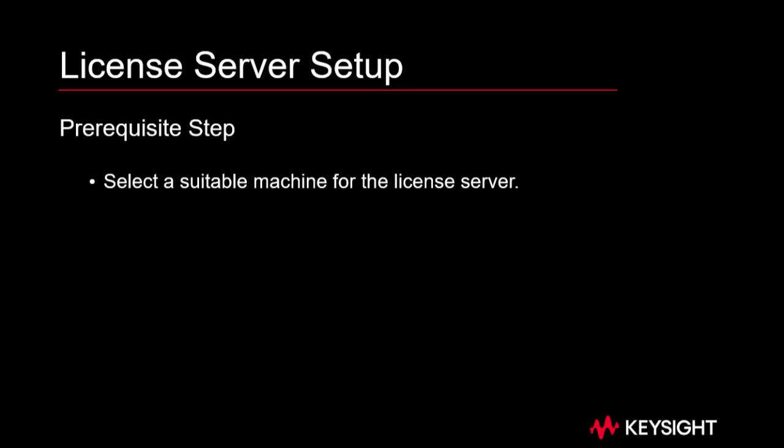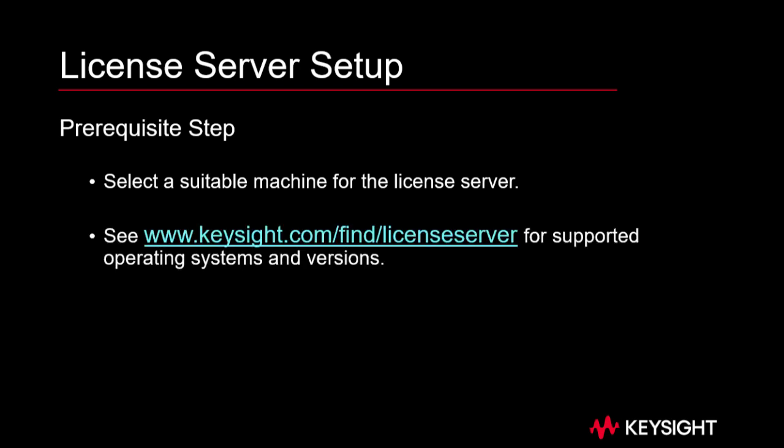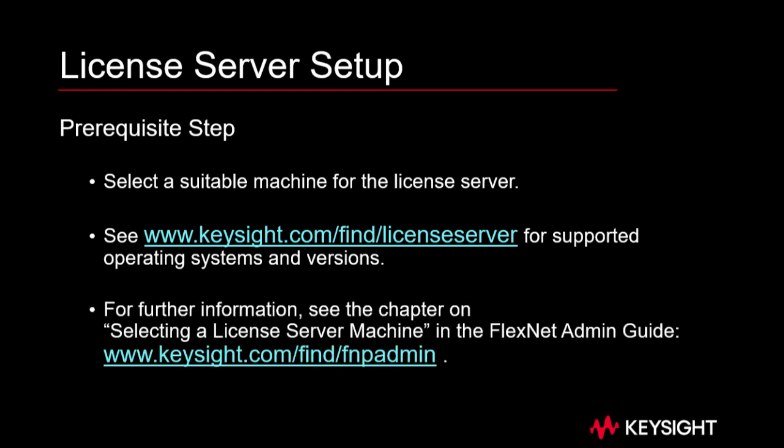Prerequisite step: select a suitable machine for the license server. See keysight.com/find/license-server for supported operating systems and versions. For further information, see the chapter on selecting a license server machine in the FlexNet admin guide at keysight.com/find/fnpadmin.